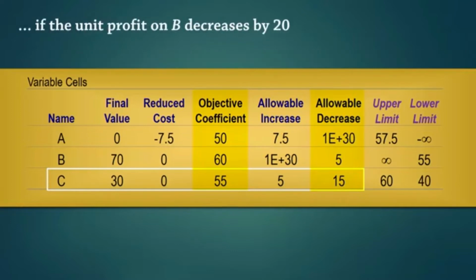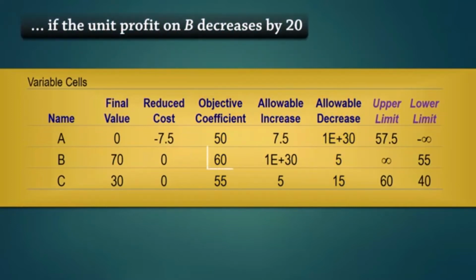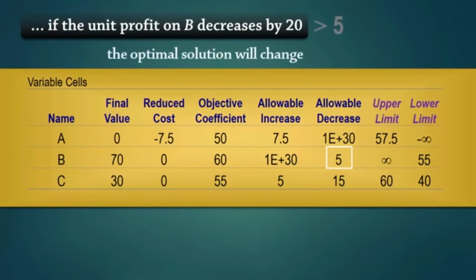So what will happen to the optimal solution if the unit profit on B, that is the coefficient, decreases by 20? We can see here that the allowable decrease on B is 5. Therefore, the optimal solution will change if we decrease it by 20. That is, these final values will no longer be optimal.